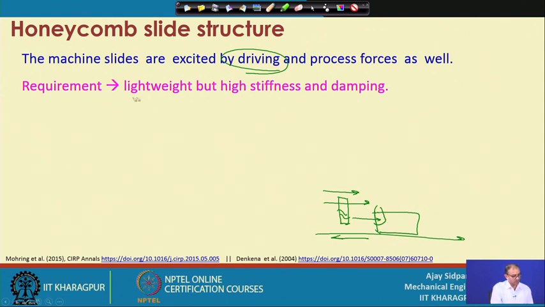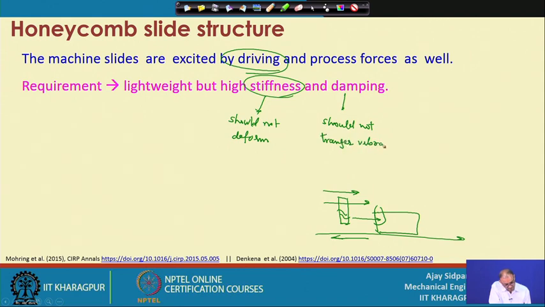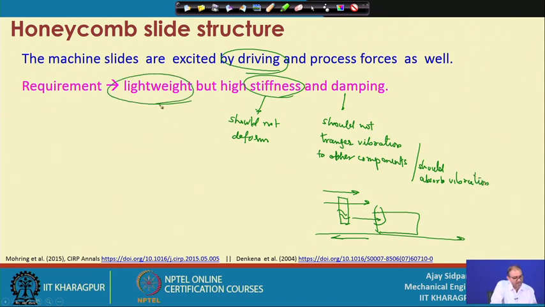So, what is our requirement? Our requirement is lightweight, but high stiffness and damping. That means, your particular slide structure should not deform, and it should not transfer vibration to other components, or you can say it should absorb vibration. Another thing, it should be lightweight also, correct.